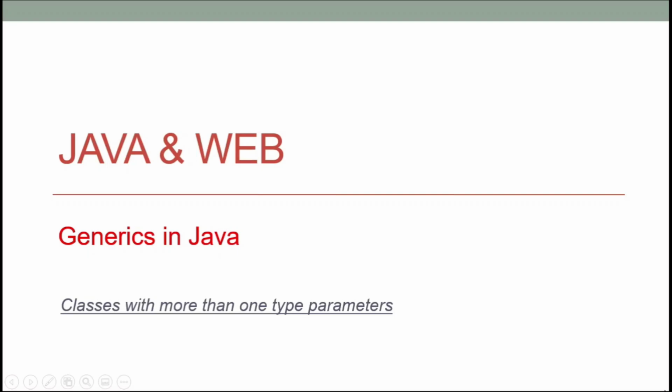We already have seen the generic classes having only one type parameter. Can we have the generic classes having more than one type parameter? Yes, we can have that.